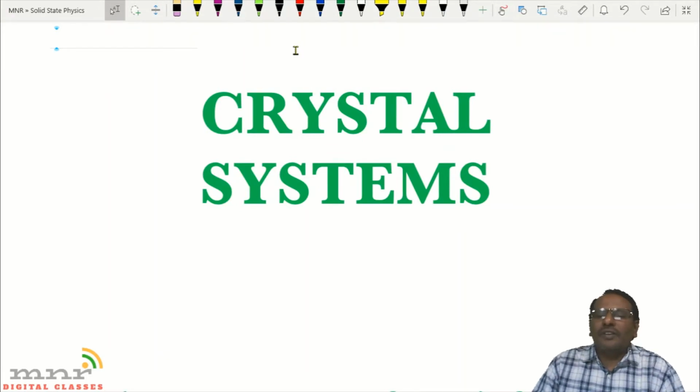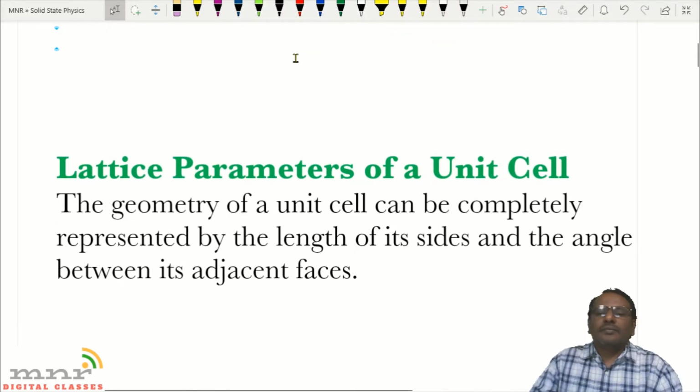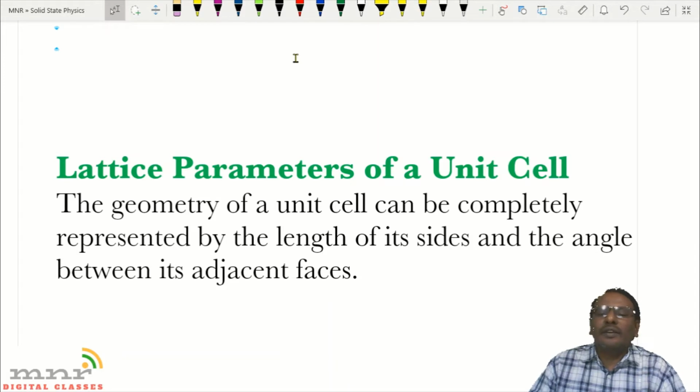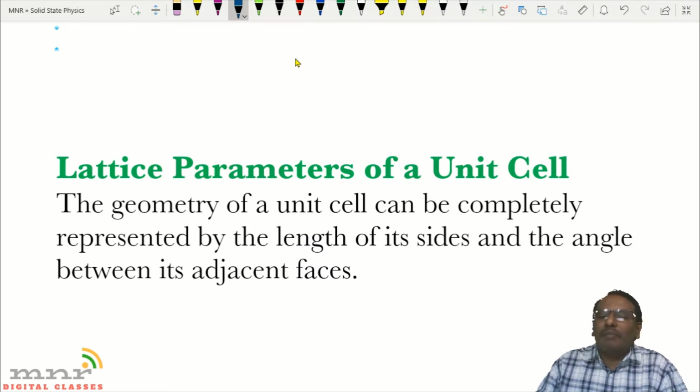Here we are going to discuss the crystal systems. Before going to understand the classification of crystal systems, let us understand the lattice parameters of a unit cell. The geometry of a unit cell can be completely represented by the length of its sides and the angle between its adjacent faces.